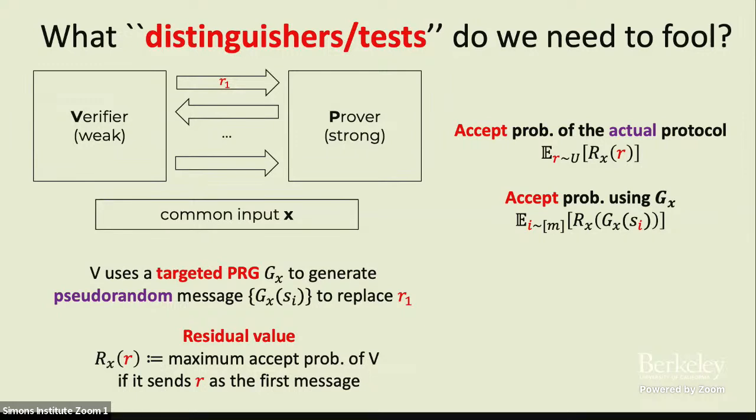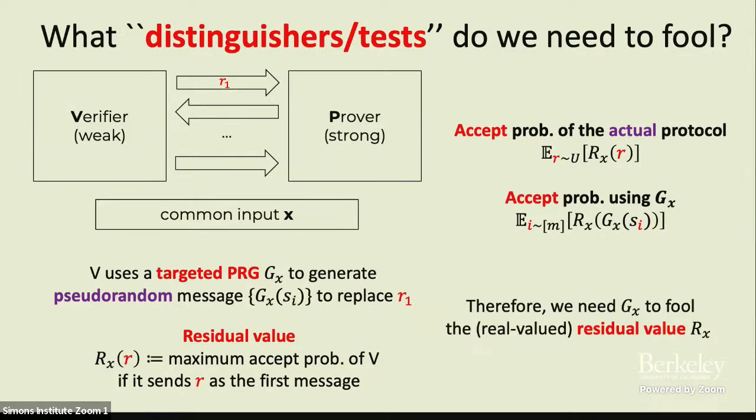If you replace that by a pseudorandom output of the targeted PRG, then you get the value of R sub X over the pseudorandom distribution. And you really want these two to be close, right? So R sub X is going to be the test or distinguisher you want to fool here. It's actually a real-valued distinguisher, but you can play some trick to make it Boolean-valued. But let's say it's a real-valued one for now. So for the first message, we wish the output of G sub X to fool this residual value R sub X.